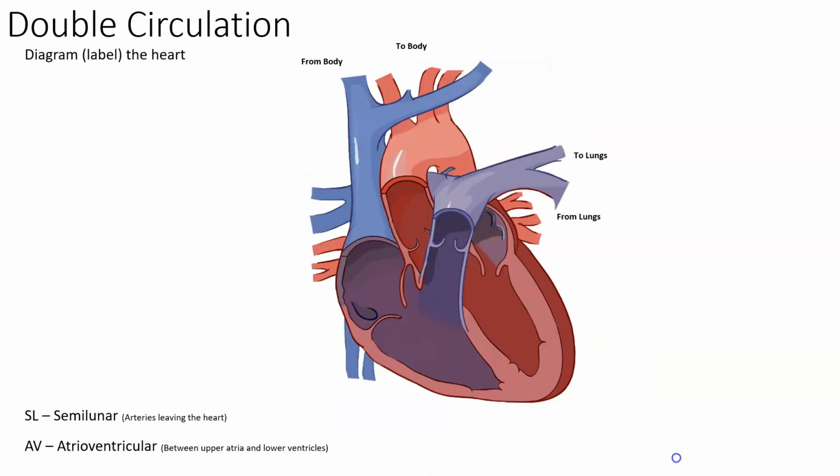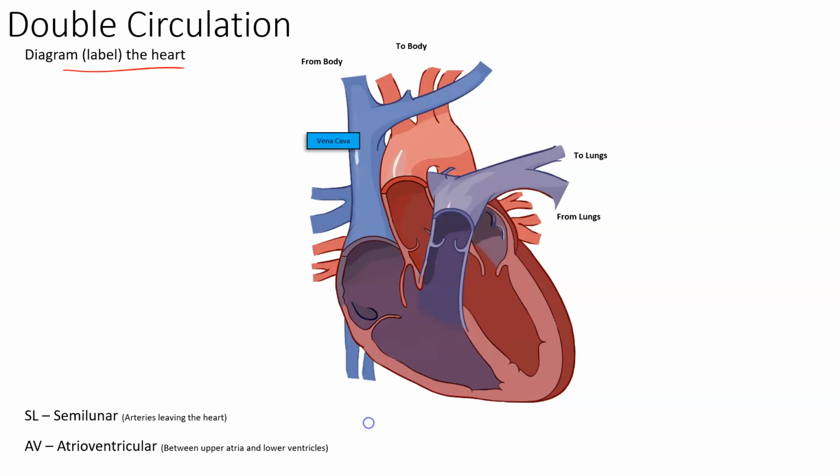Okay? So, if we dive in on a more in-depth look at the route that the blood is going to take through the heart and within the heart, which is, by the way, an IB skill. Okay, you have to be able to diagram the heart, diagram and label the heart, as well as kind of trace the flow of blood through the heart.